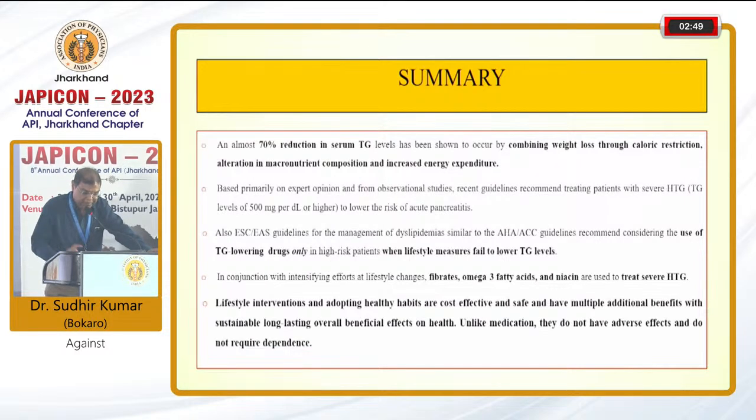And almost 70% reduction of serum TG levels has been shown to occur by combining weight loss through calorie restriction, alterations in macronutrient composition, and increased energy expenditure. Also, the ESC/EAS guidelines for the management of dyslipidemia, similar to the AHA and ACC guidelines, recommend considering the use of TG-lowering drugs only in high-risk patients when lifestyle measures fail to lower TG levels. In conjunction with intensifying lifestyle changes, fibrates, omega-3 fatty acids, and niacin are used to treat severe STG.